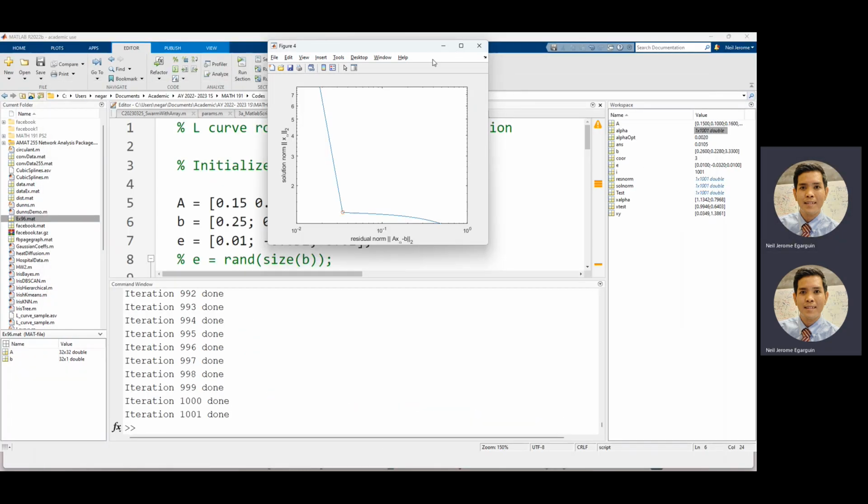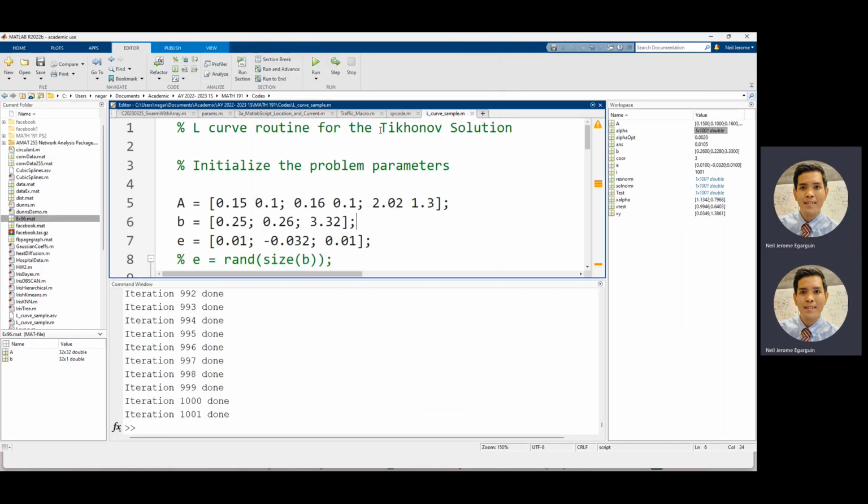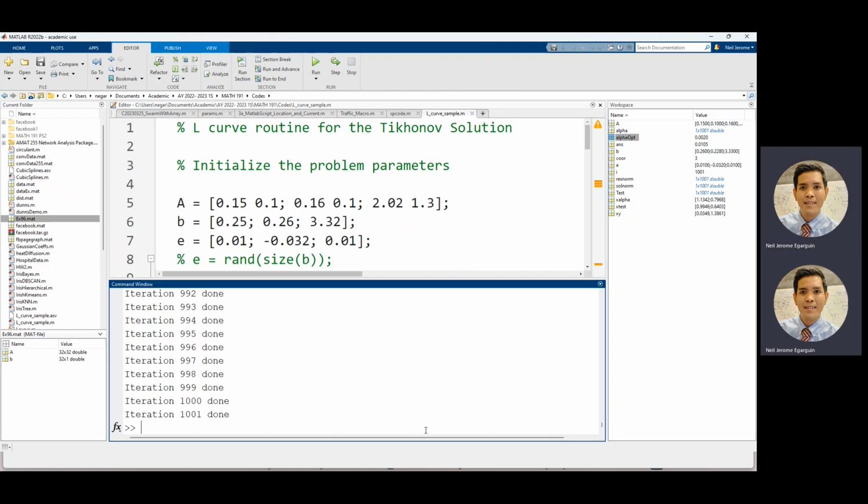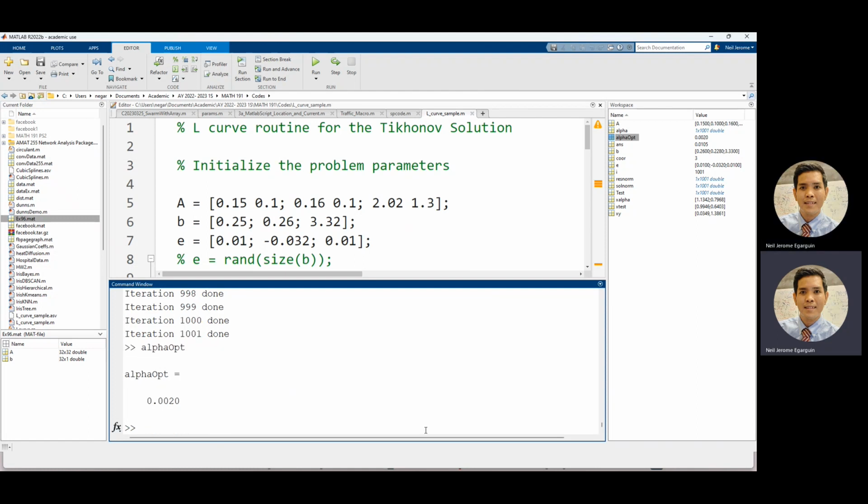And if you go back to MATLAB, just minimize all the figures that you generated. And you look at the workspace, you have your optimal alpha. Since I only have 1001 candidates for alpha, I got 0.0020 as my optimal alpha. So I can also type alpha opt in the command window, but be careful with the cases. So MATLAB is case sensitive. Press enter. So we see that we get 0.0020.